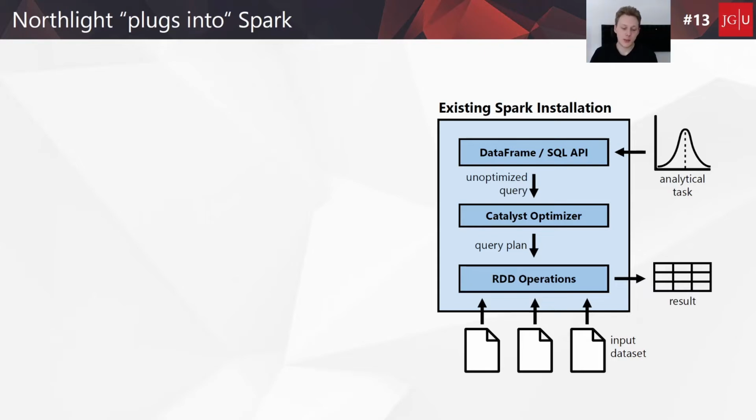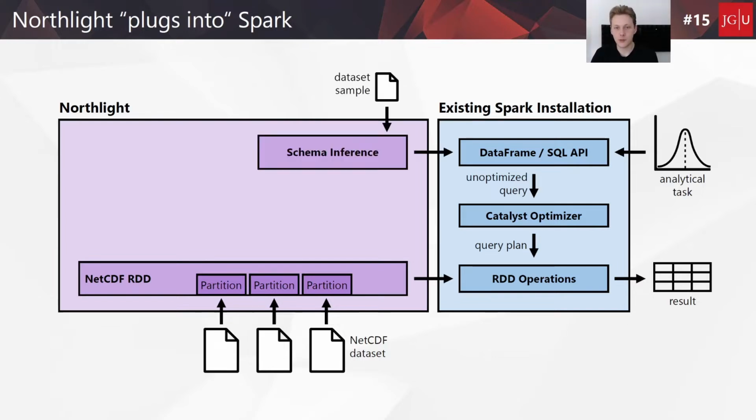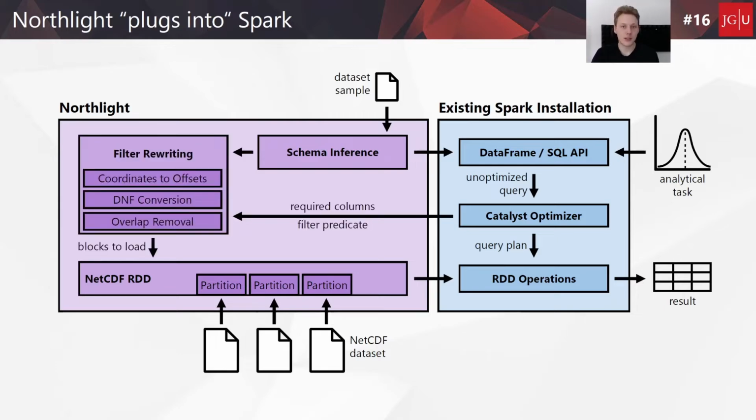And this is where Northlight comes in, because Northlight just plugs into any existing Spark installation. So as you can see on the right, this is a Spark installation. There's the high-level SQL and data frame interface, which eventually compiles down to the RDD operations that produce the result in the end. Now Northlight introduces a custom type of RDD, and that's nothing new by itself. But Northlight also introduces schema inference and more common metadata inference, and uses this to optimize any query that targets a netcdf dataset. We'll see how that works in just a moment.